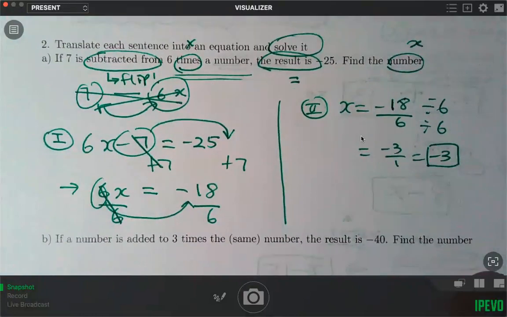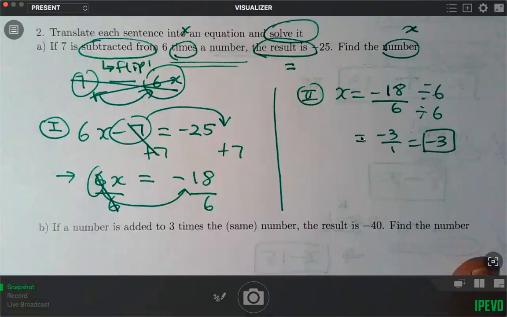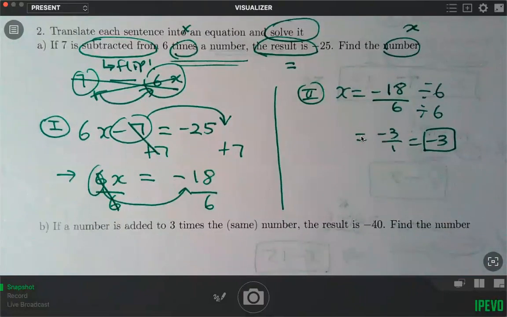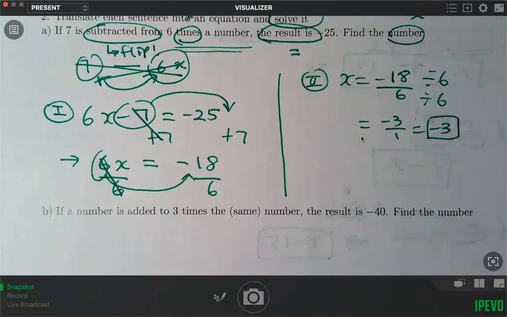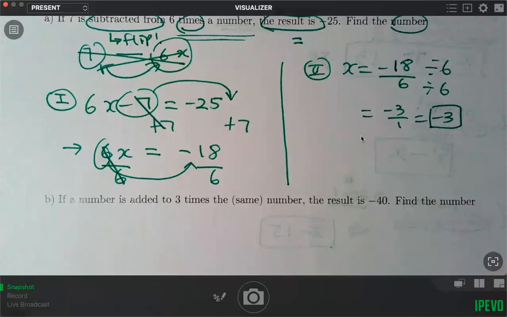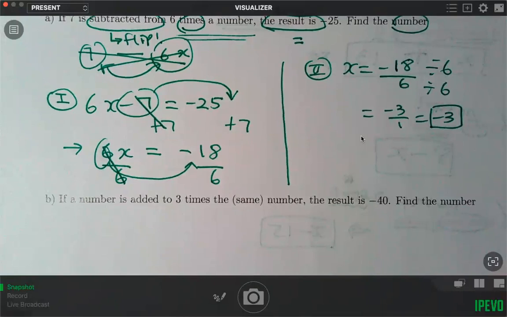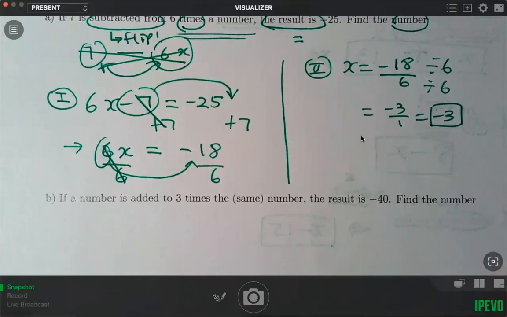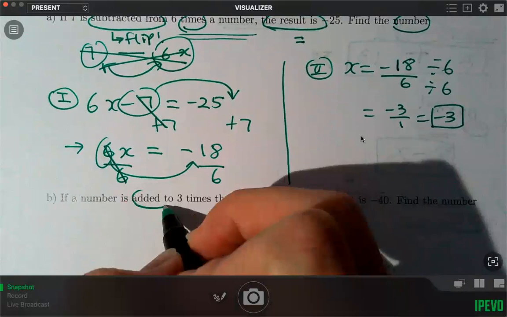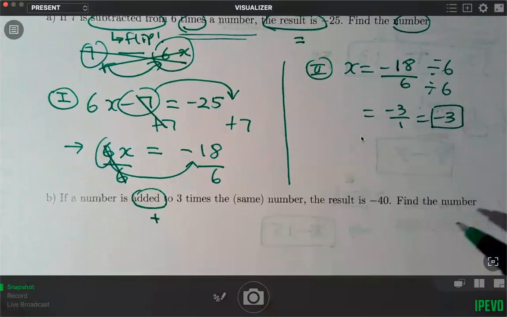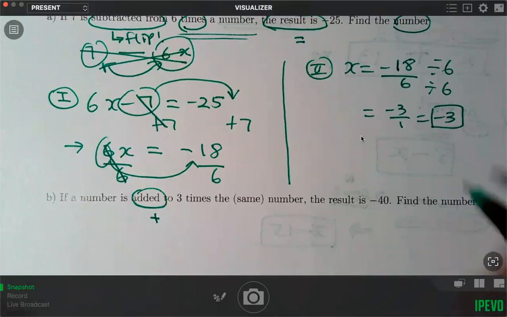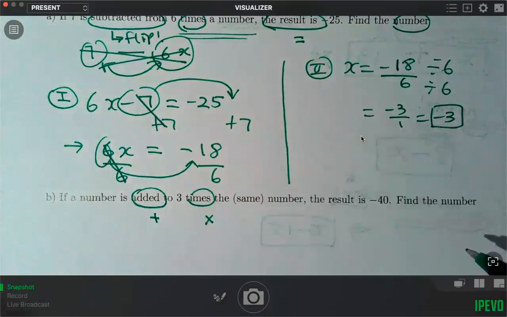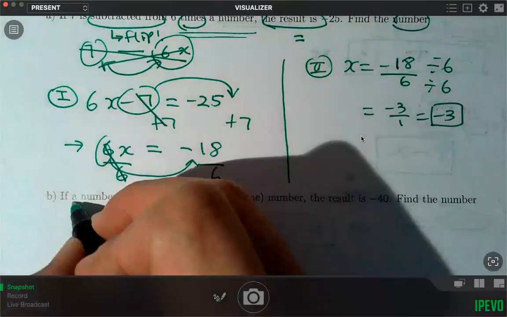Now, part B. If a number is added to 3 times the same number, the result is negative 40. Find the number. Okay, so here, let's see. What is the keyword? What is a keyword, basically? Okay, added. Yeah, so that is obvious, right? That means addition. And then what else do you see? Times, which means multiplication.